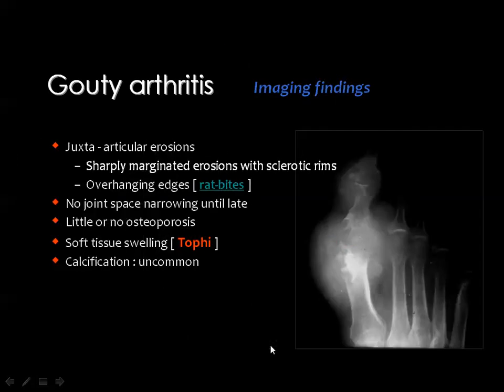Then you get severe destructive changes and a big soft tissue mass, which is known as tophi, or the inflammatory granulation tissue that has resulted from this deposition of uric acid crystals. And you see affection of the interphalangeal joint and the metatarsophalangeal joint of the foot.